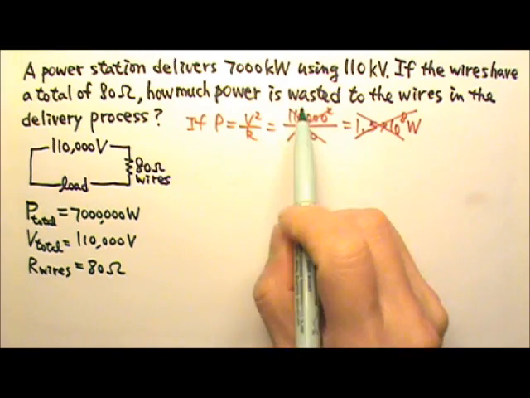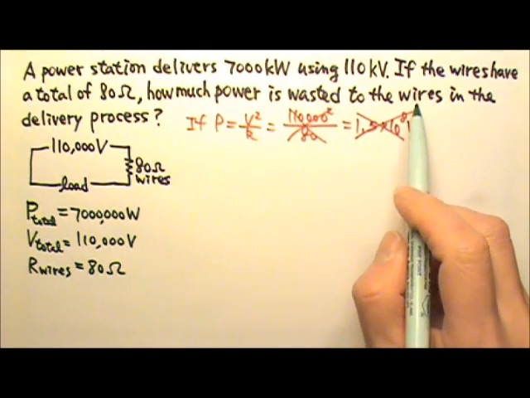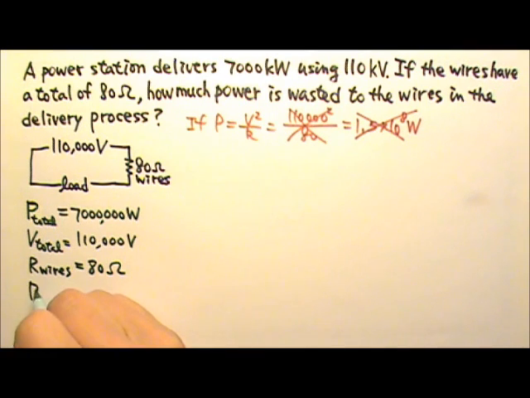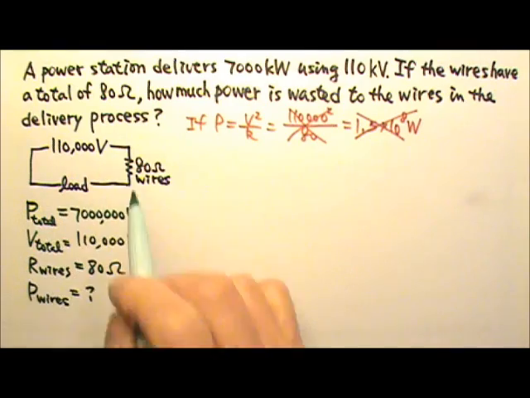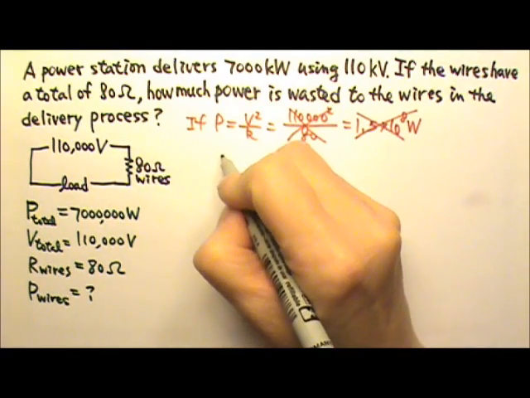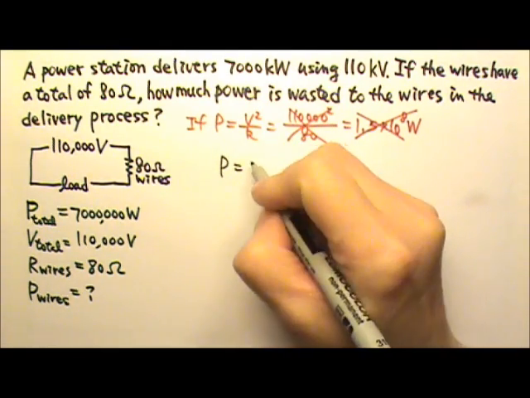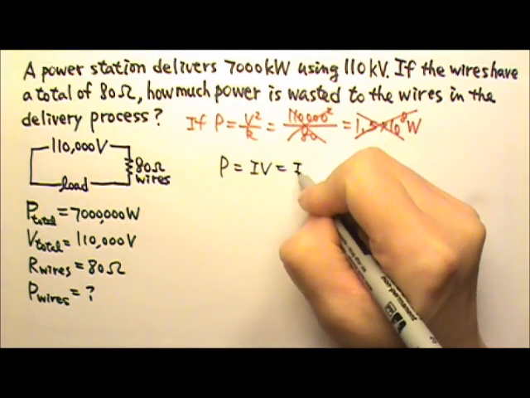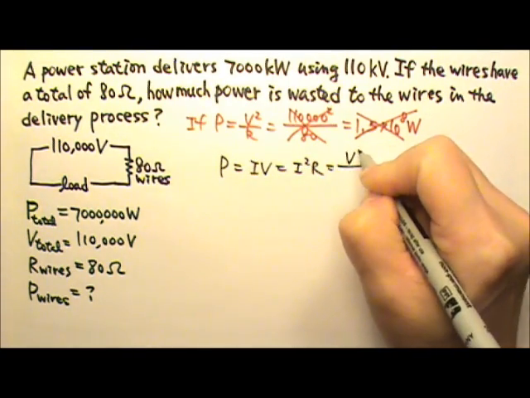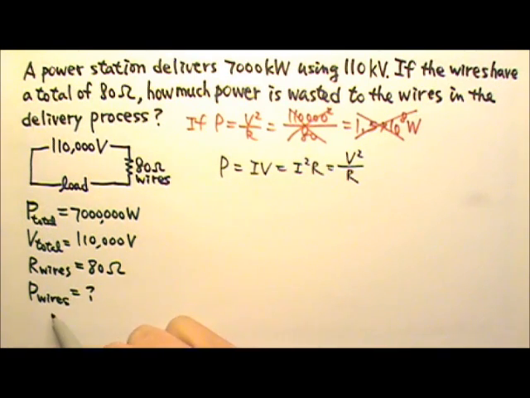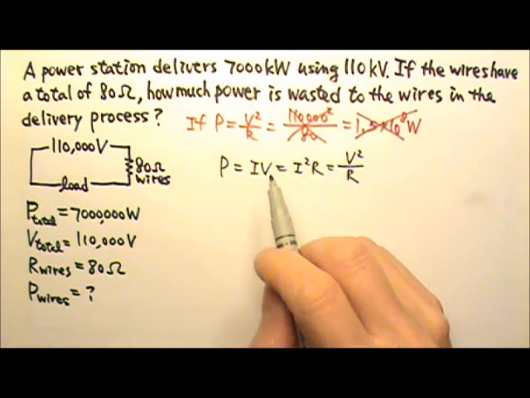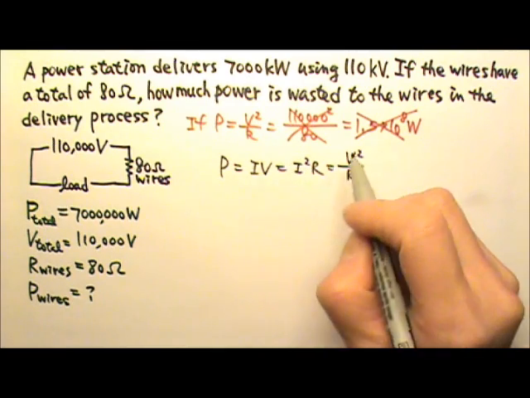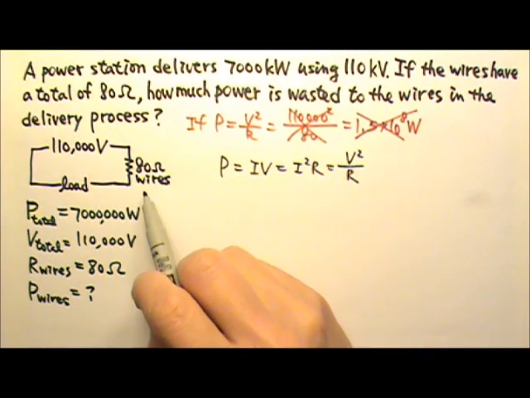And what we want to find is the power being wasted to the wires. That means we want to find the power consumed by the wires only, not the whole circuit. We have 3 power equations: power equals IV equals I squared R equals V squared over R. In order to find the power consumed by the wires, we need to know 2 things about the wires. We already know the resistance.